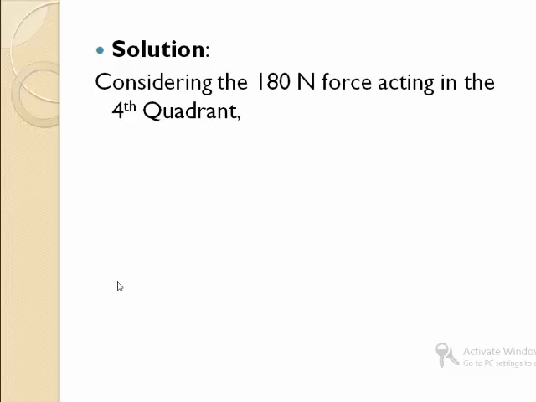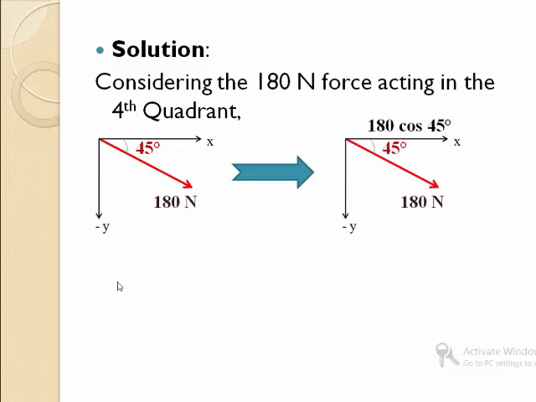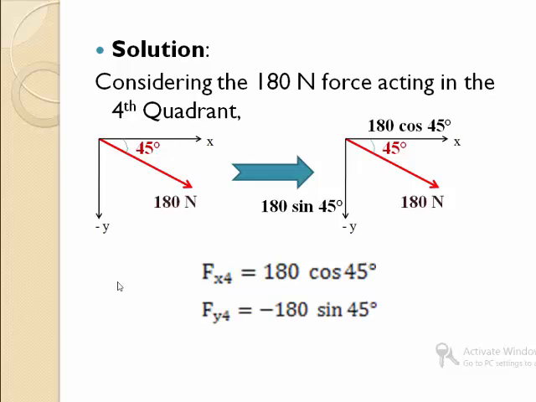Next, consider the 180 Newton force acting in the fourth quadrant. So this force can be split into 2 force components, one along the horizontal direction, that is along the positive x-axis with a magnitude of 180 cos 45, and the other one along the negative y-axis with a magnitude of 180 sin 45. So Fx4 is 180 cos 45 since it's acting along the positive x-axis, and the vertical component of the fourth force is minus 180 sin 45.